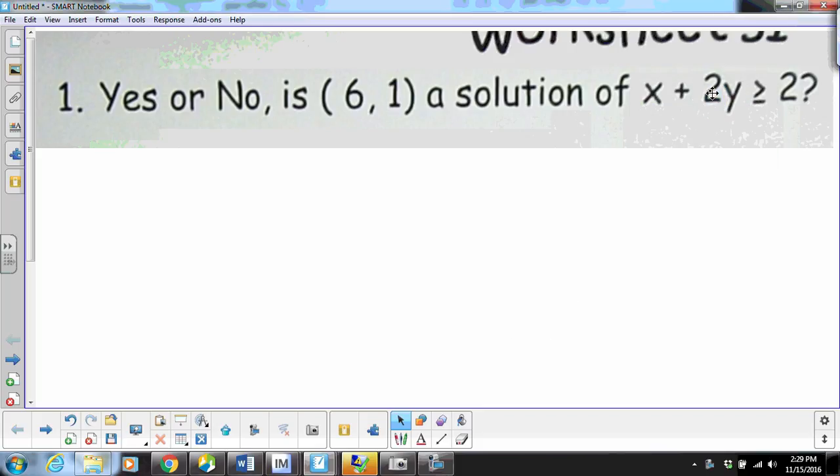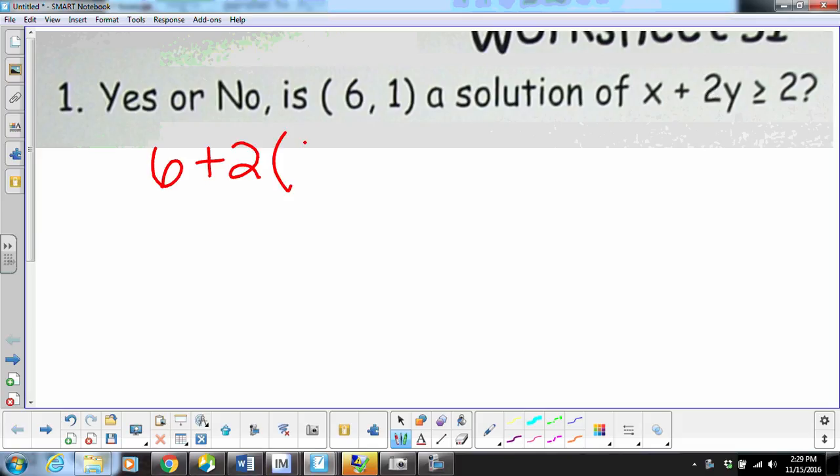All right, so let's look at some of your homework problems for tonight. These are our solution problems, and it's just asking, is whatever ordered pair they gave you a solution? I'm going to start by simply plugging that in. So 6 goes in for x, 2 times 1, and that's got to be greater than or equal to 2. You're simply going to do your math here. So 2 times 1 gives me 2.